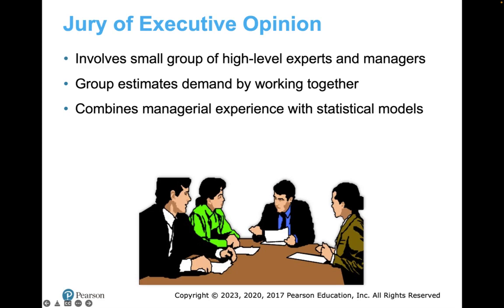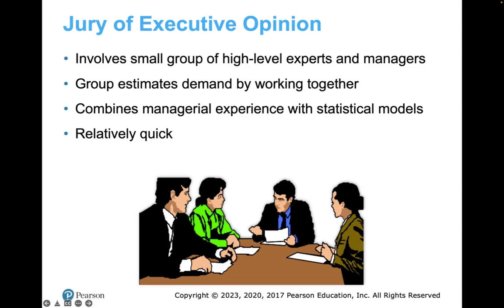Okay. Now, why do we use this method? When is it effective? Well, it's effective when we just need to have a quick decision. So again, if we have monthly or weekly meetings, then this is a good opportunity to have this opinion being used.